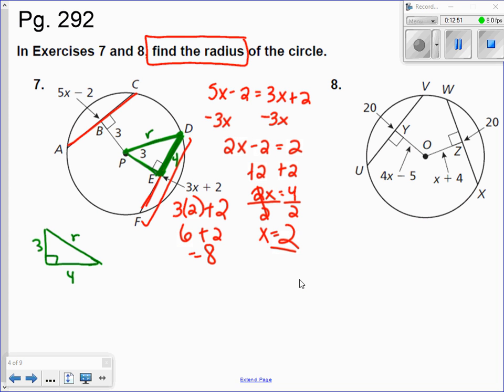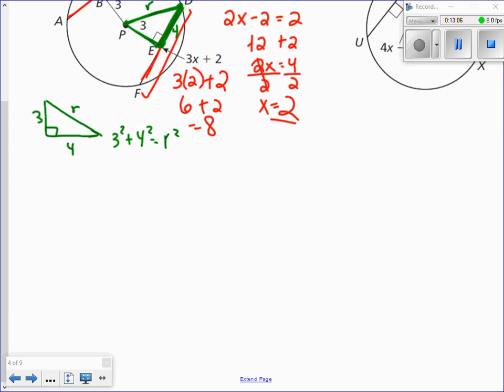Because remember, your radius is any segment that goes from the center to a point on the circle. So P to D would be an example of a radius here. And so the final step is to use the Pythagorean theorem. 3 squared plus 4 squared equals r squared. 3 squared is 9, 4 squared is 16, 9 plus 16 is 25, that's r squared. Square root, and we get r equals 5 as your final answer for the radius.